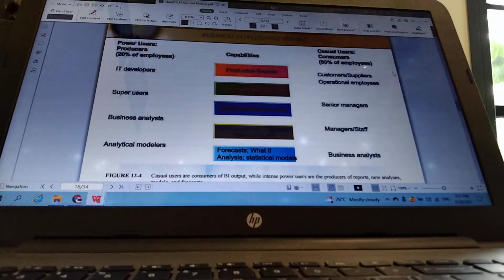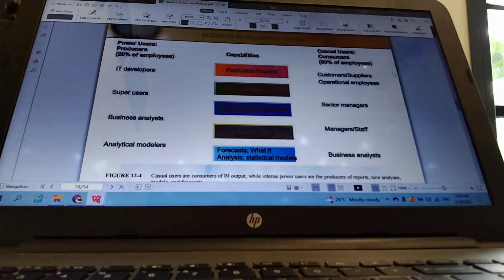For example, the IT developers will be helping you in producing all the reports, in generating all the report structure, report design, report formats, and so on. And who are the users of these reports? As we discussed earlier, the casual users. Who are the 80% of the employees? For example, customers, suppliers, and individual operational employees.